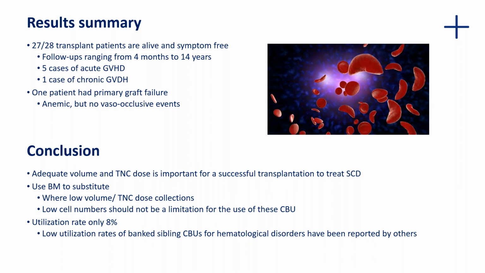However, where you encounter low volume or low total nucleated cell dose collections, you can use bone marrow to substitute, and therefore low cell numbers should not be a limitation for the use of these cord blood units, especially if there is a chance to increase the cell number by using the same sibling donor. So possibly this could help improve on the low utilization rates, 8% in this particular study. Of interest is that these low utilizations of banked sibling cord blood units for hematological disorders have actually been reported by a number of other groups.